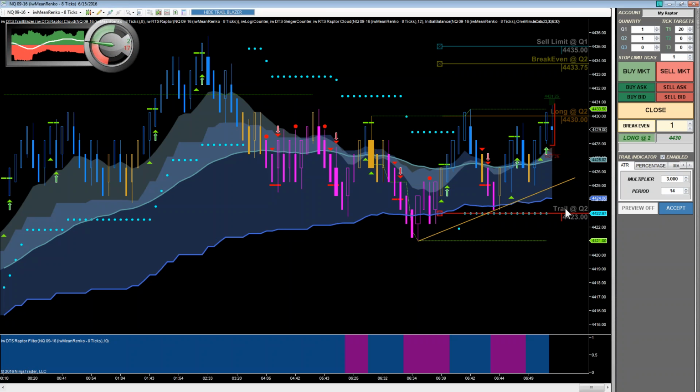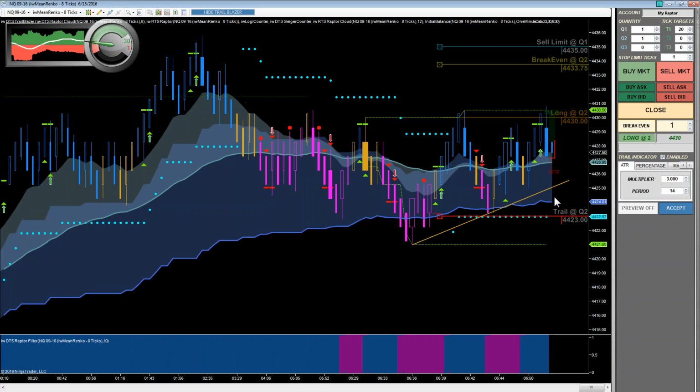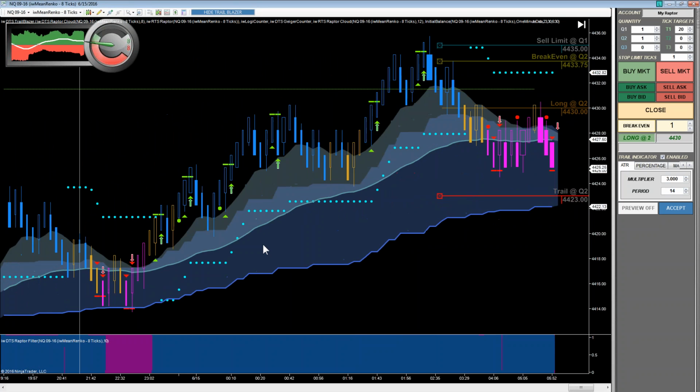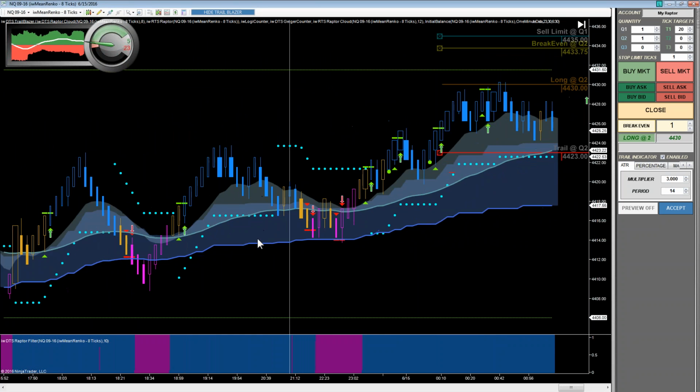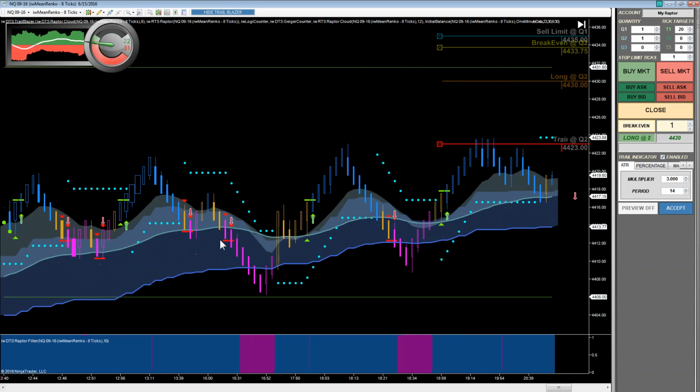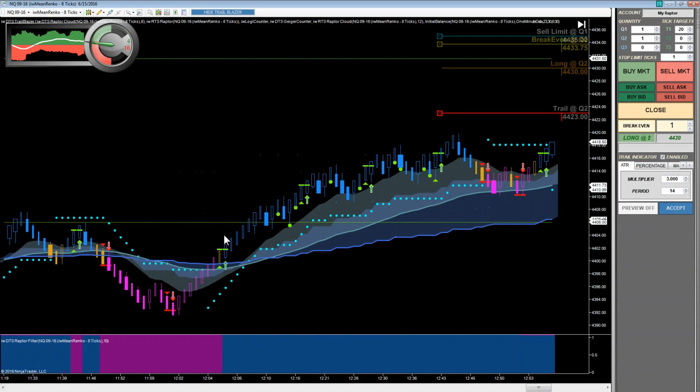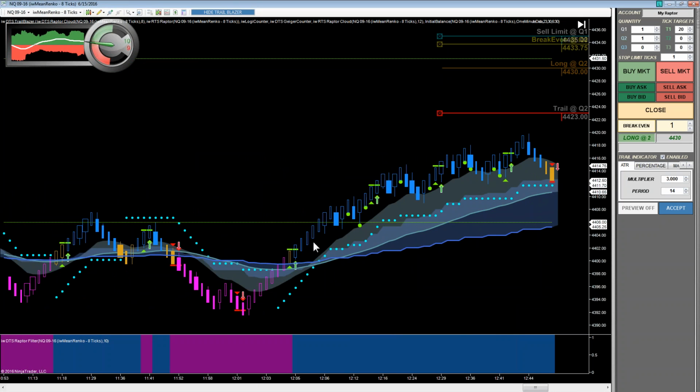Come on, just give me one bar so you can see how this rolls. Oh, stinkers. Going the wrong way. Again, not a high probability signal. With the Raptor, we tend to look for trend change signals. So here's a trend change.